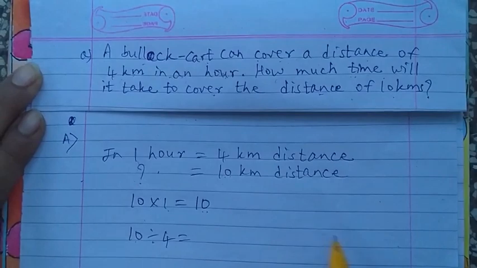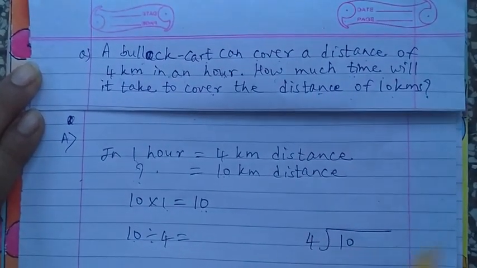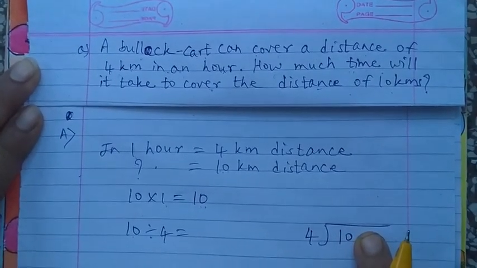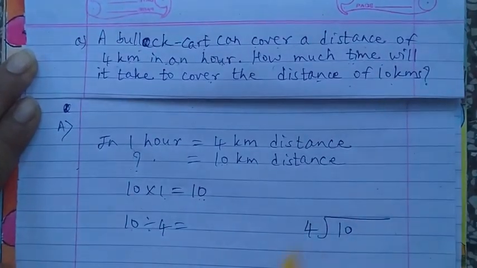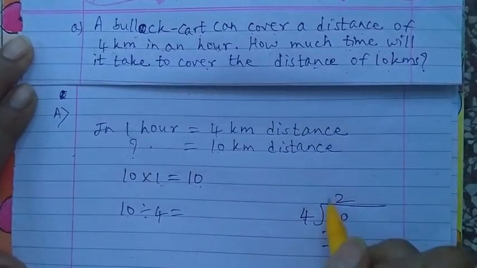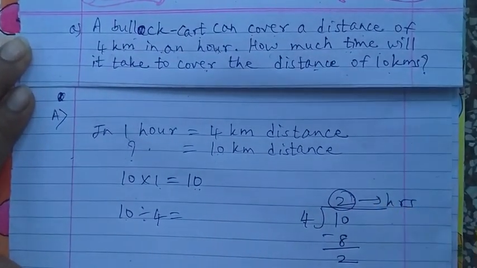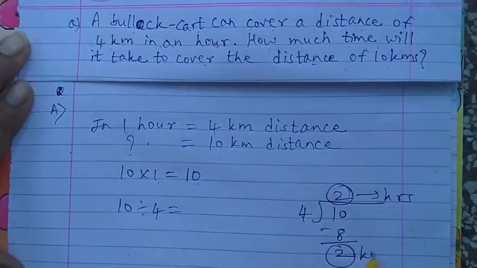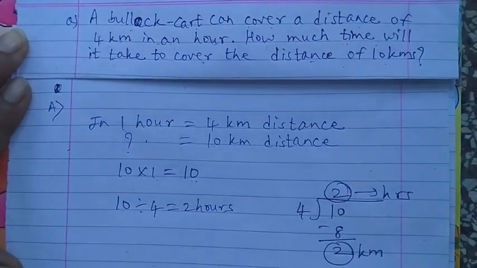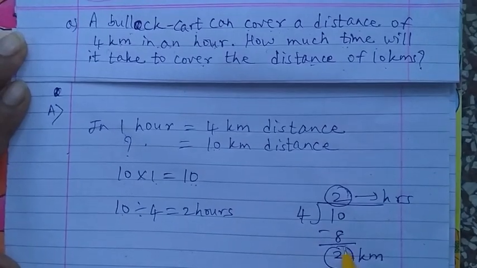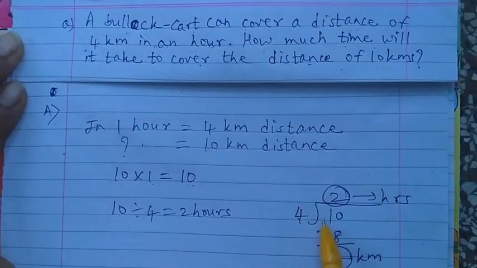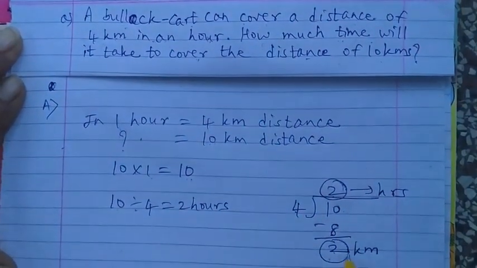So I'll divide and see here. 10 divided by 4. 1 is smaller than 4, so I cannot divide. 10 is bigger than 4, so I can divide it. 4 ones are 4, 4 twos are 8. So whatever quotient is there, I get in hours. And whatever remainder is there, I get in kilometers. So the answer will be here 2 hours. So the bullock cart can travel a distance of 8 kilometers in 2 hours. But we are supposed to travel 10 kilometers. So still 2 kilometers are left to be traveled.